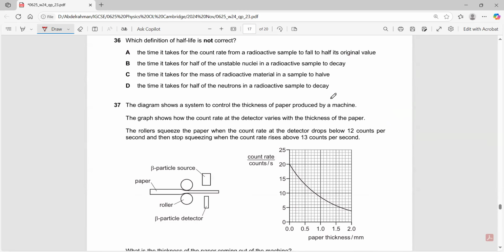Which definition of the half-life is not correct? Which definition is wrong? Time takes for the count rate to fall to half its original value. Okay, no problem. For the unstable nuclei to decay for half of the unstable, yes, okay. Time takes for the mass of the radioactive to half, okay. Time takes for half of the neutrons to decay. No, doesn't have to do with the neutrons. Neutrons would be wrong.